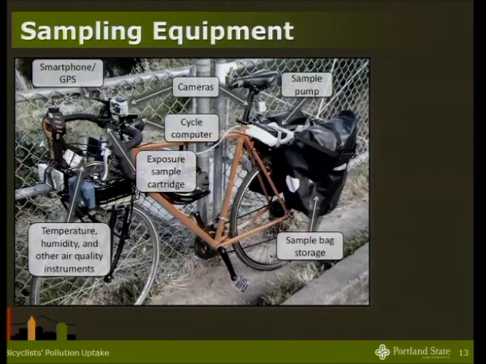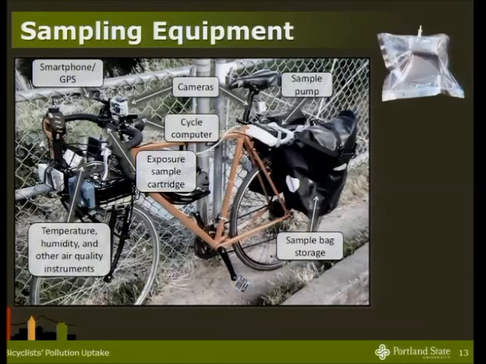So we put some bicyclists out on the road. We had them ride around in Portland. We had an instrumented bicycle. Here's a photo of it. There are several different GPS devices measuring location. We had cameras for visual of traffic conditions. We had a number of continuous air quality and meteorological instruments: temperature, humidity, total VOCs, carbon monoxide, fine particulates. We were also taking samples of whole air onto carbon sorption tubes to do more detailed gas analysis at the laboratory. And then we had bags to collect these breath samples from the bicyclists periodically over the course of the ride.